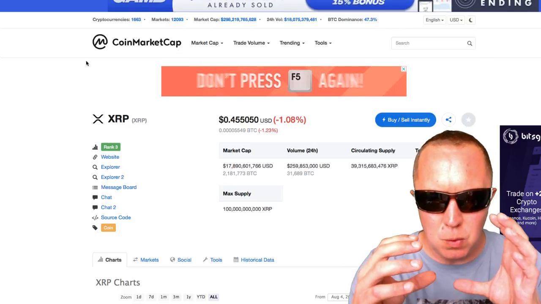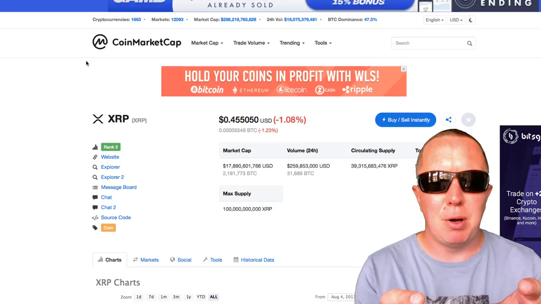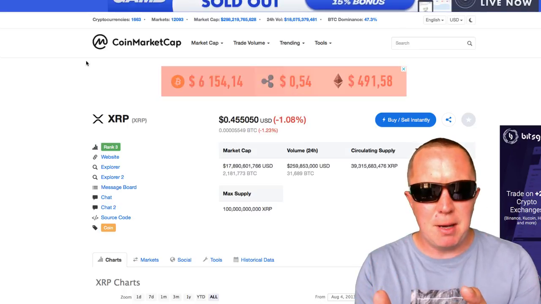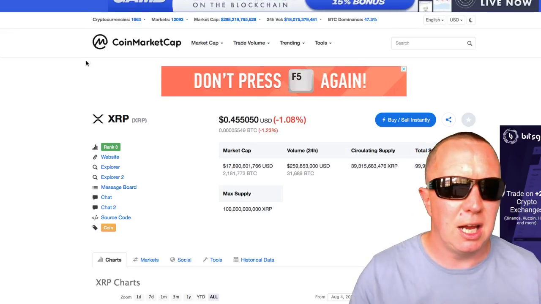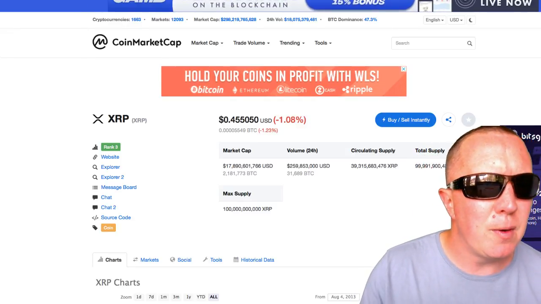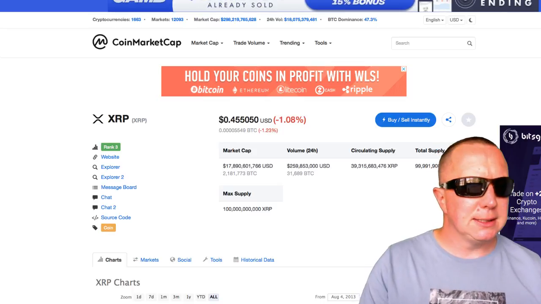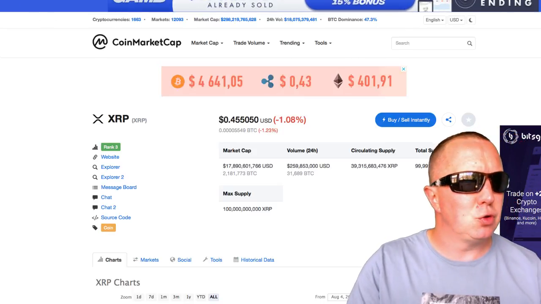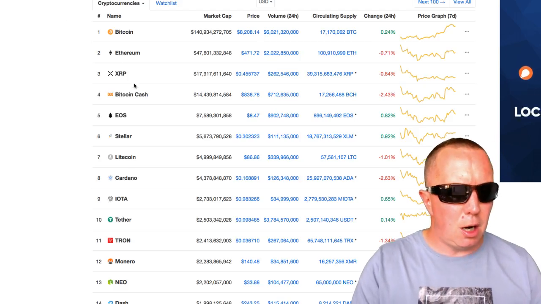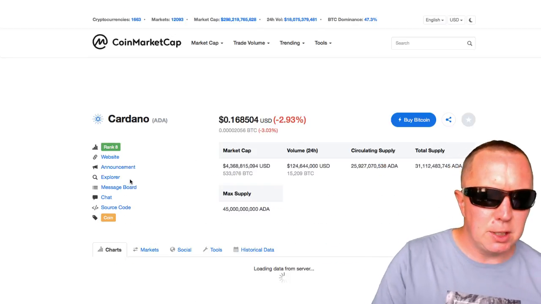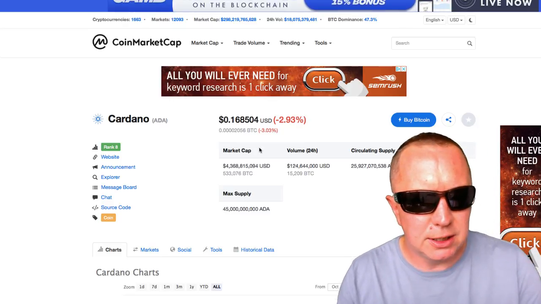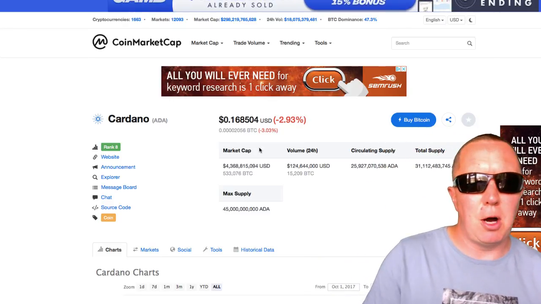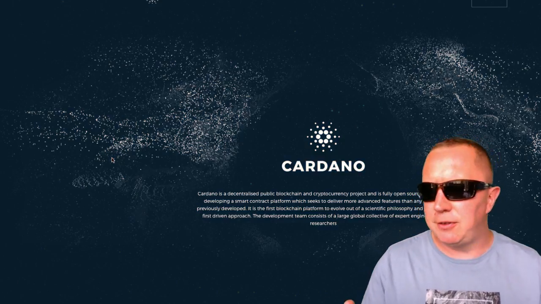So whilst there can be a max supply, for the purposes of this we're just looking at what's actually in circulation. If I want to invest in a coin, let's say I'm looking at Cardano, what else can we do with CoinMarketCap? Well, I can go to Cardano's website via CoinMarketCap, which is here. And if I click on the website, it takes me straight through to Cardano.